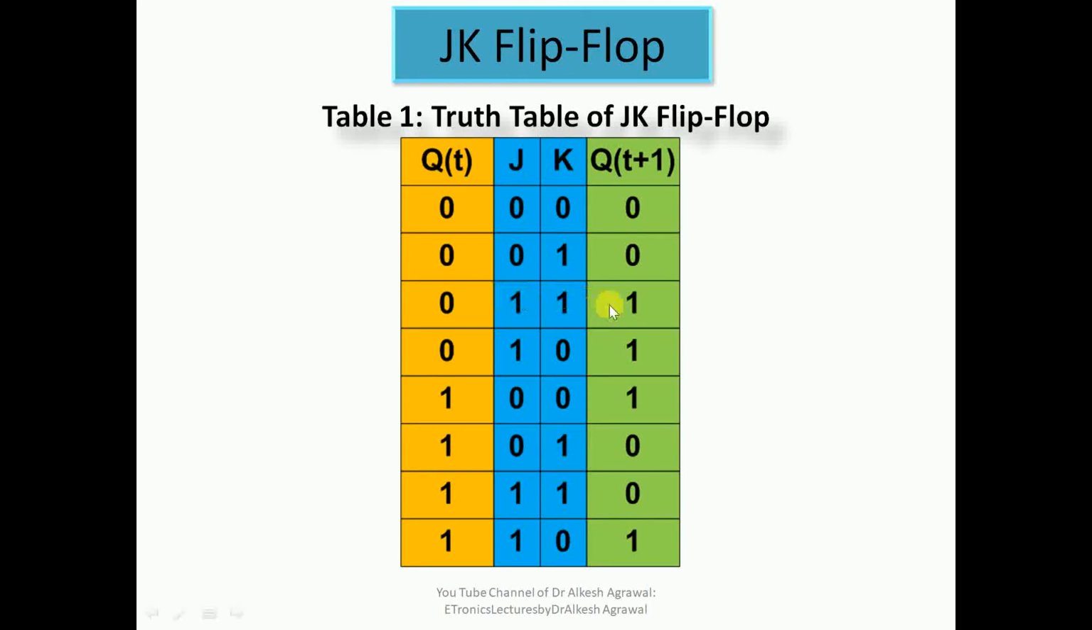These conditions are not permitted in the SR flip-flop, but the JK is a modified version of the SR flip-flop. So here these conditions are called toggle. That is, when both inputs are high, the next state is the reverse of the previous state. This difference you have to make out in the JK flip-flop.